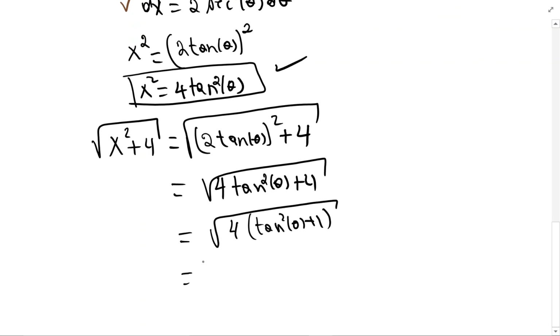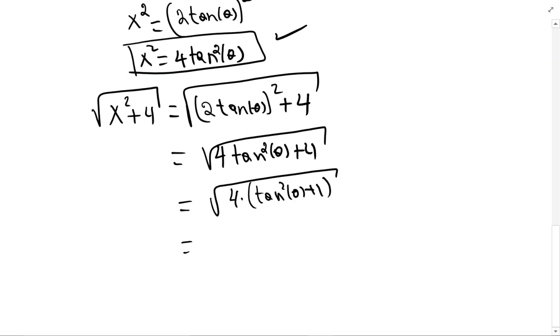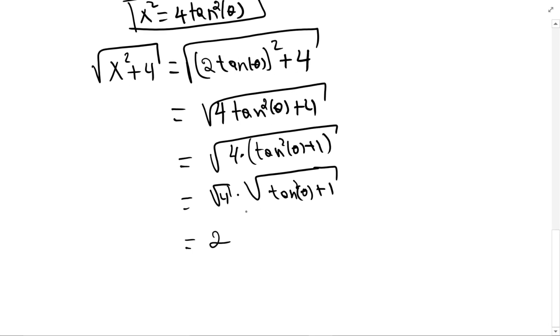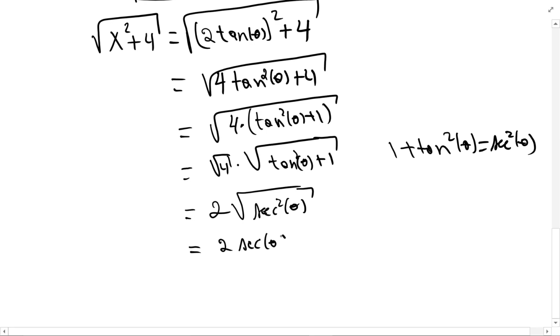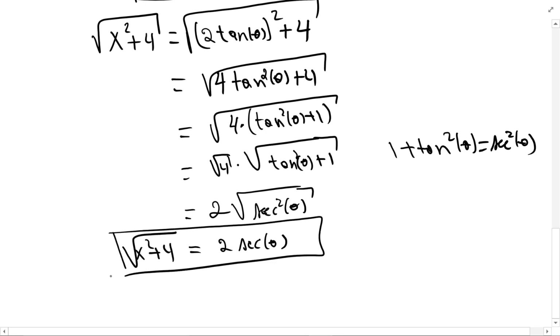And then when we take the square root, because this is a product, we take the square root of 4 times the square root of tangent square plus 1. So you get 2 times. Now, tangent square plus 1 is what we call secant squared theta. We use the fact that 1 plus tangent square theta equals secant squared theta. So when we take the square root, we get 2 times secant theta. So here's the expression for square root of x squared plus 4.